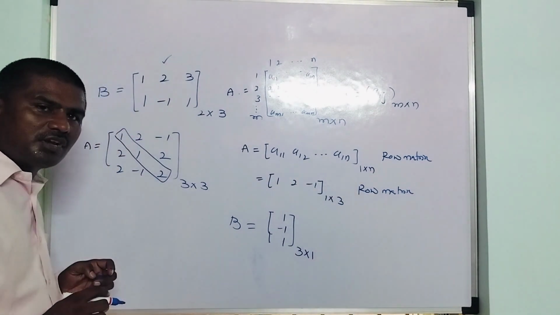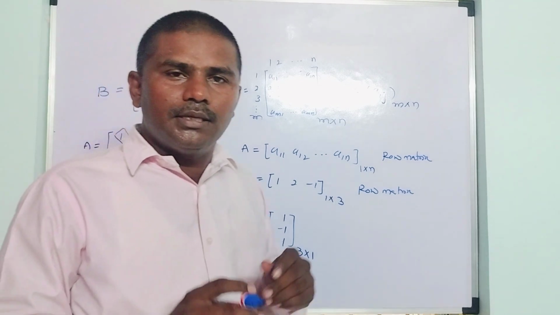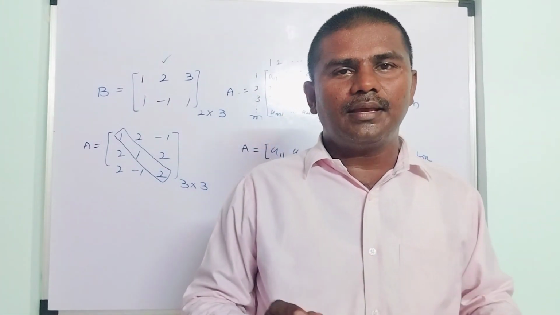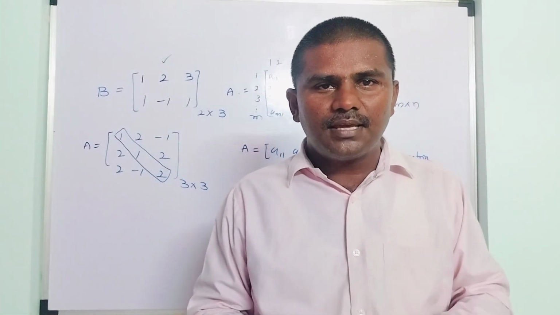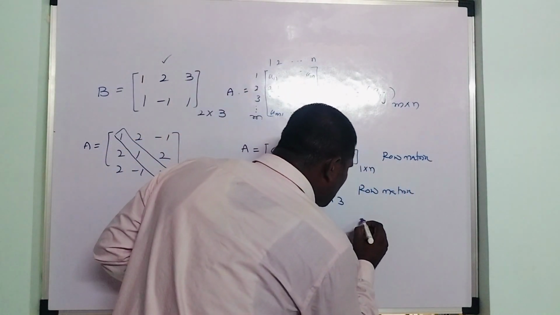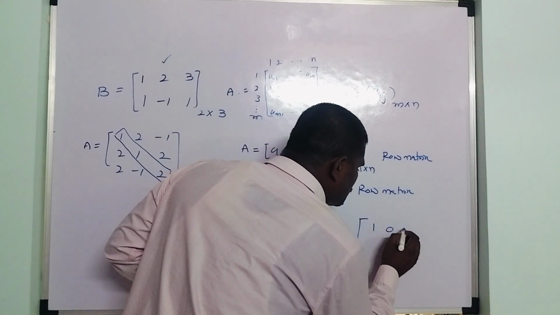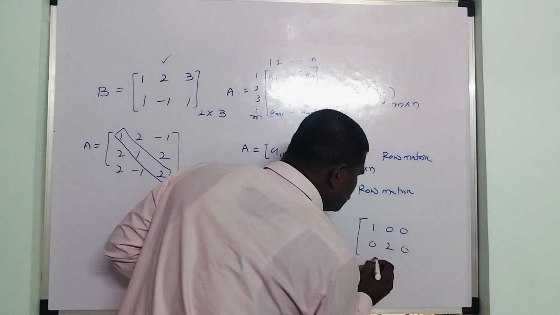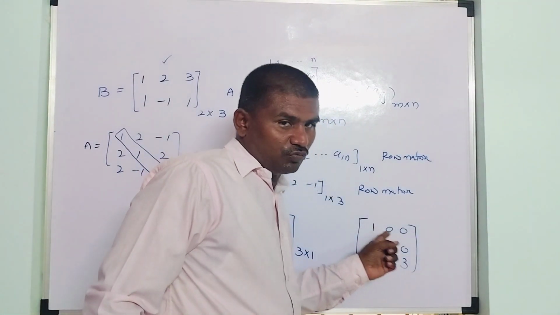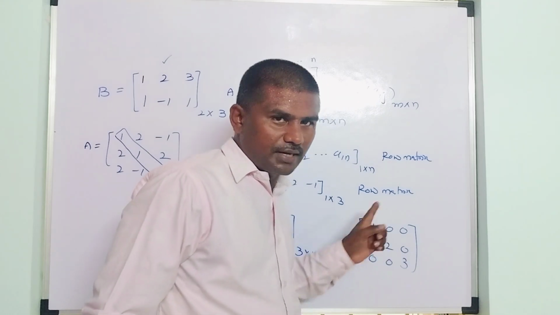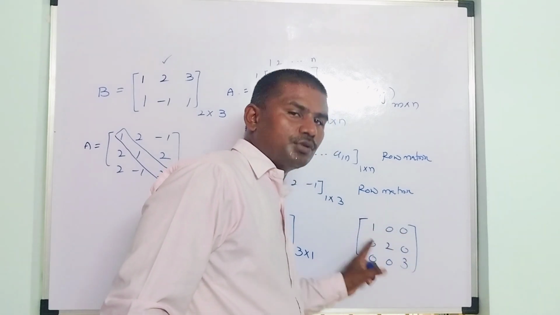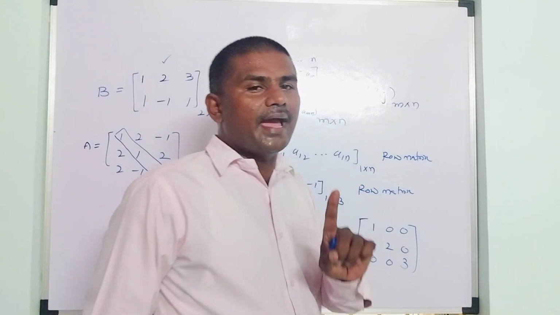Now coming to the definition of a diagonal matrix. In a square matrix, if except for the diagonal, all the remaining elements are 0, then you can say that it is a diagonal matrix. For example, here is one example: 1, 0, 0, 0, 2, 0, 0, 0, 3. This is also a square matrix because the number of rows and columns are equal, but except for the diagonal, the remaining elements are zeros. So this is known as a diagonal matrix.